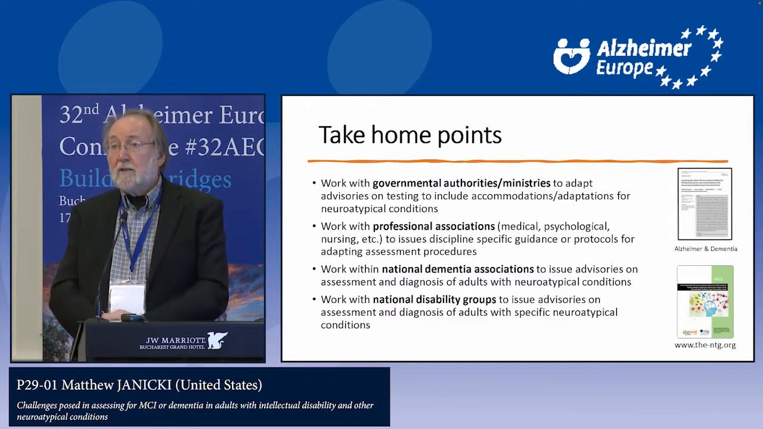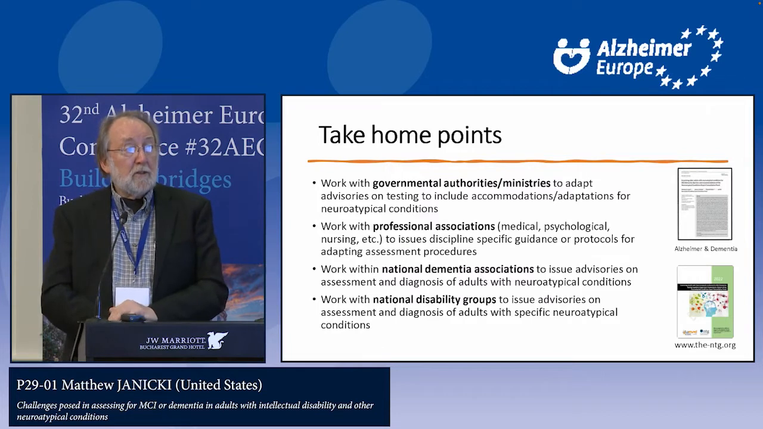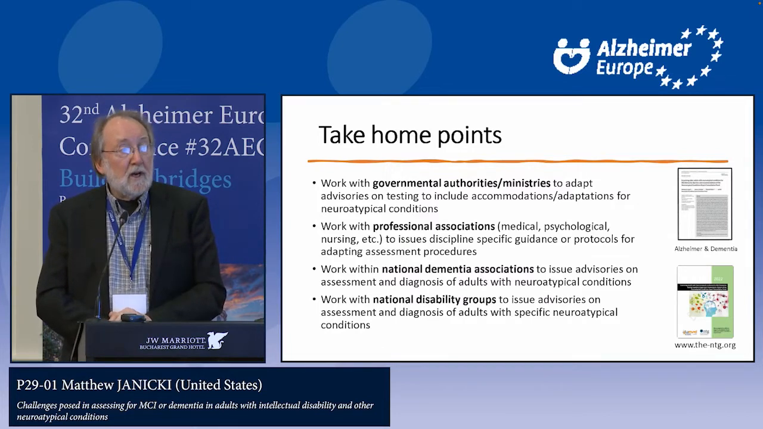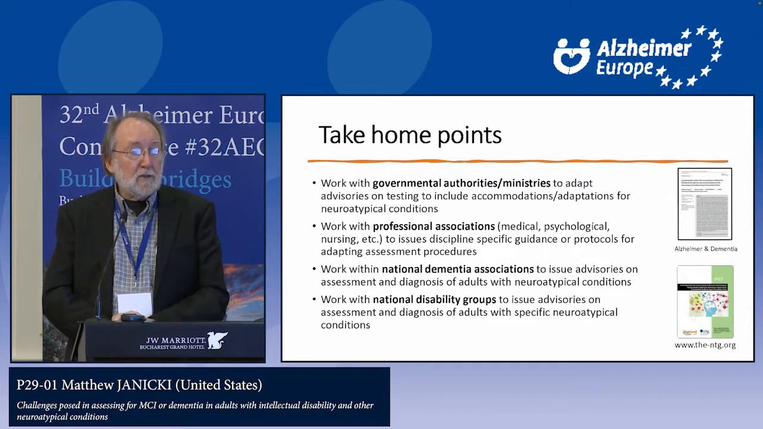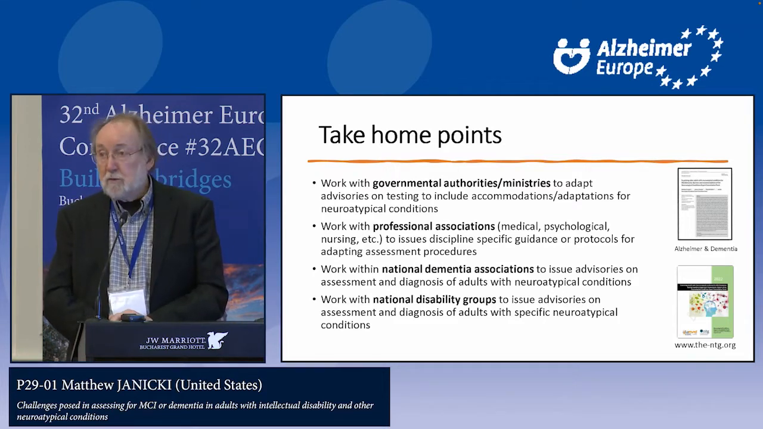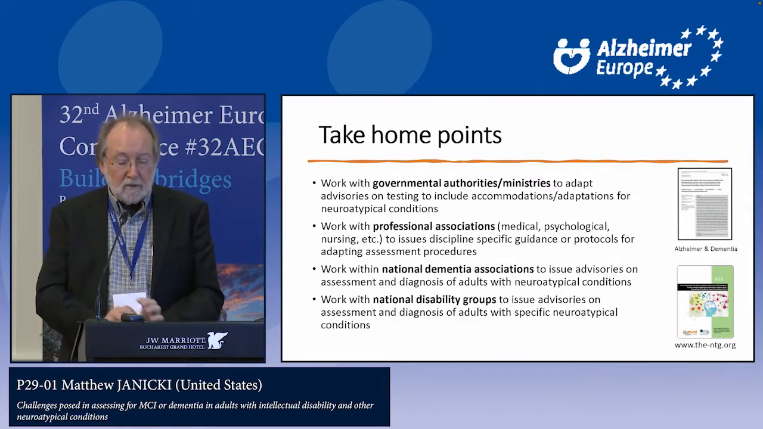Okay, so lastly, the take-home points in terms of trying to make this change in your countries. One, working with governmental authorities or ministries to adapt advisories on testing to include accommodations and adaptations for people with neuroatypical conditions. Work with professional associations, medical, psychological, nursing, et cetera, to issue discipline-specific guidance or protocols for adapting assessment procedures. Work with national dementia associations to issue advisories on assessment and diagnosis of adults with neuroatypical conditions. And lastly, working potentially with national disability groups to issue advisories on assessment and diagnosis of adults with specific neuroatypical conditions.